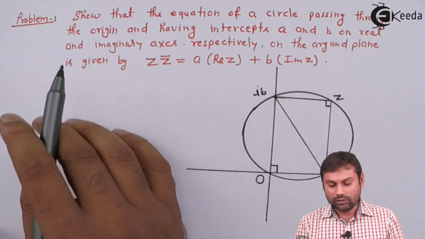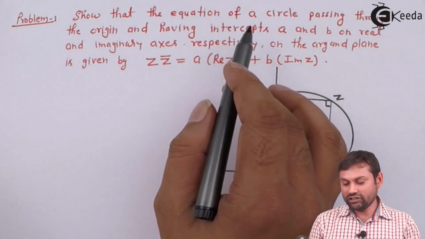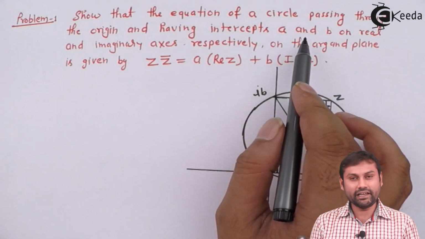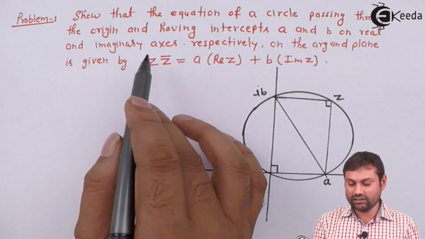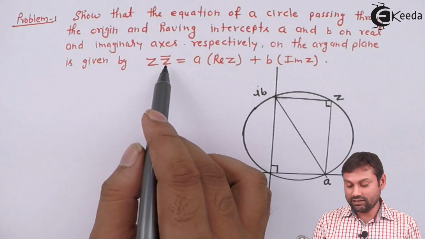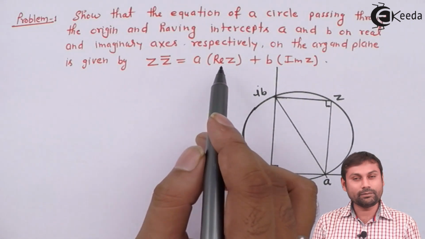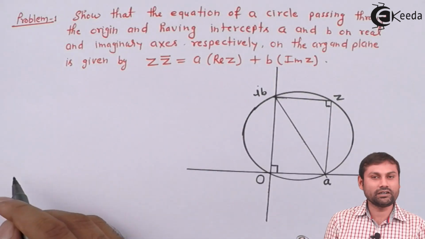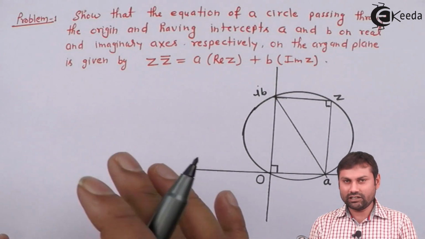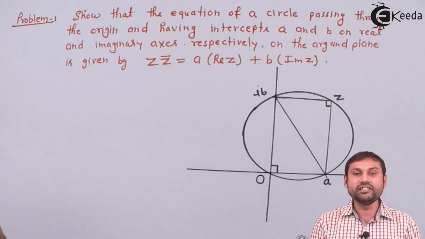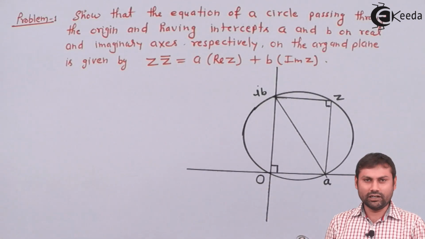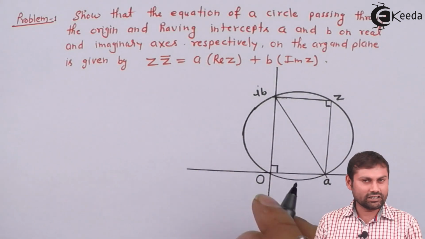So the problem is to show that the equation of a circle passing through the origin and having intercepts A and B on the real and imaginary axes respectively on the Argand plane is given by z bar equals A times the real part of z plus B times the imaginary part of z. So you have to show that this is the equation of the circle, given some conditions. I have already made the figure here, so I'll just explain it.